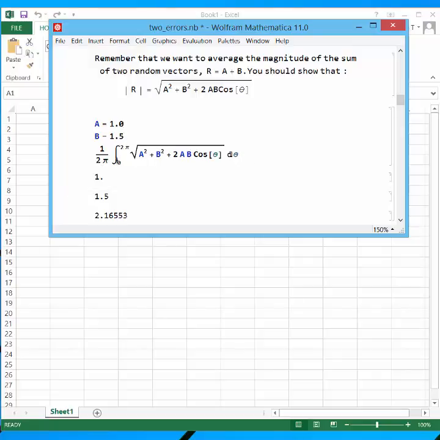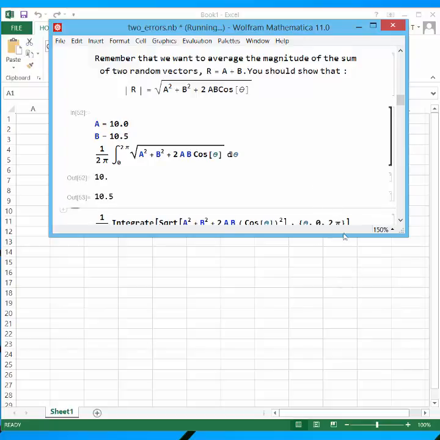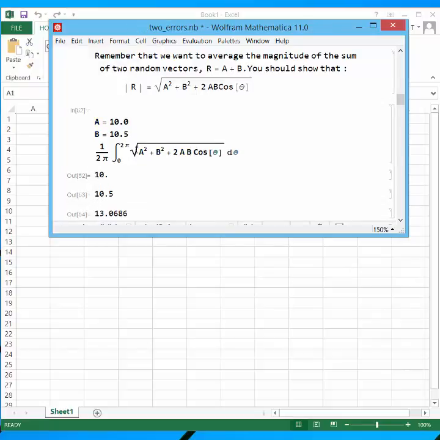And this integral is called an elliptic integral. There are tabulated forms of it. It's not a trivial thing to work out by hand, but Mathematica can compute it very quickly for you numerically. So if A is, let's say, 10, and B is 10 and a half, and we run it, Mathematica outputs the 10 and the 10 and a half, and then figures out that if one error is 10 centimeters and the second error is 10 and a half centimeters, then on average, the total error you'll have from those two sources is about 13 centimeters.